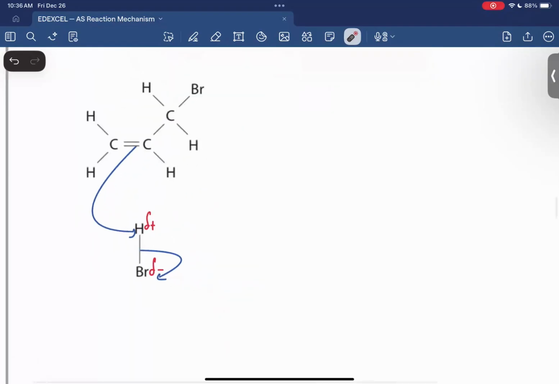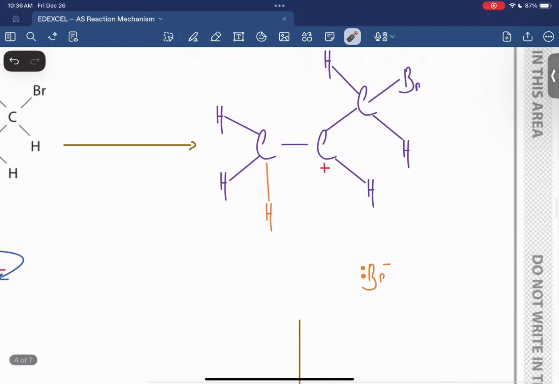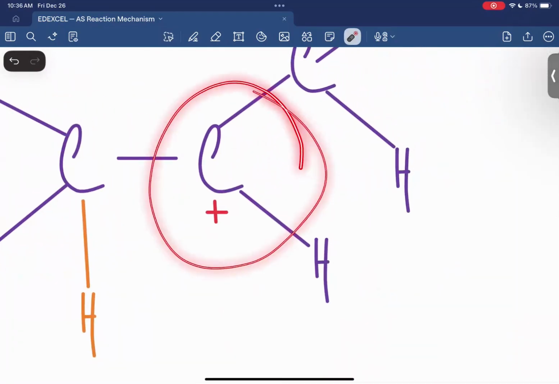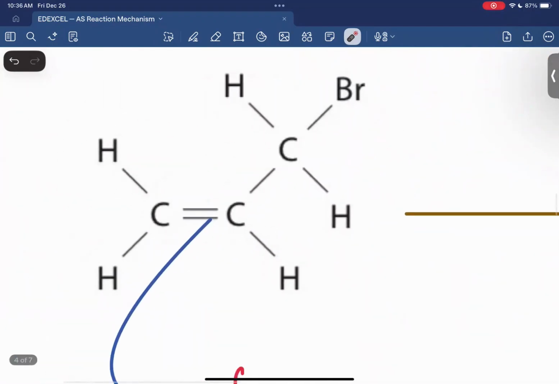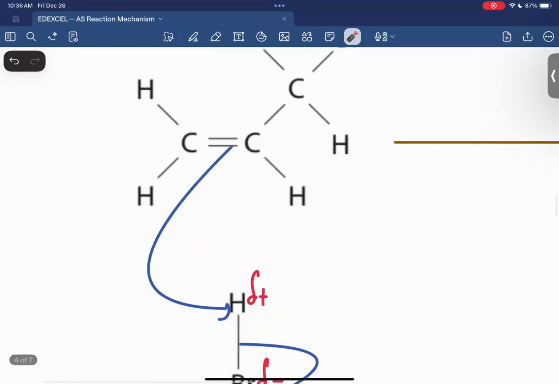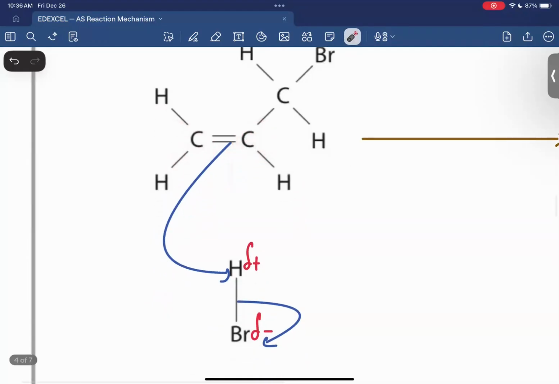Now what happens over here is that a carbocation forms. Now there's a slight bit of an issue with it. How do I even know that hydrogen is going to join with this carbon or with this carbon? Hydrogen could join with this carbon as well, right? Or hydrogen could join with this carbon. How can I be so sure which carbon hydrogen is going to join?